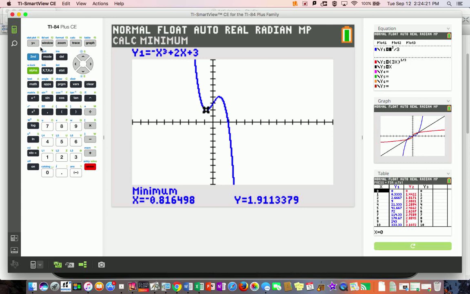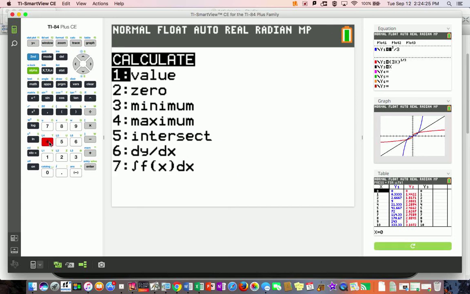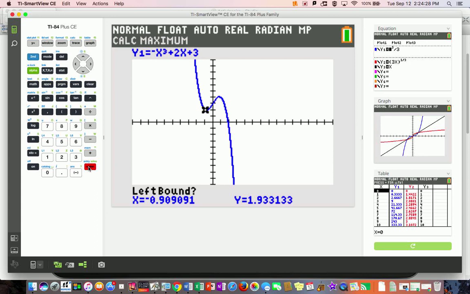Now the maximum, we go second trace again. And this time I say number 4, the maximum. I'm on the left, hit enter. Go and get to the right-hand side of this. Went way too far. That's far enough there. So hit enter, and then hit enter again. So this is 0.8. So we had negative 0.8 and 0.8. The graph would be increasing there. Everywhere else it's decreasing.